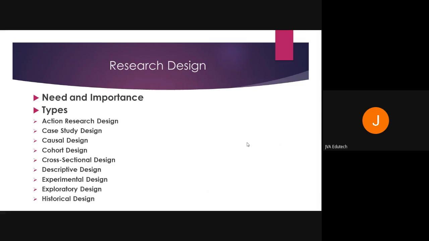So this is somewhat theoretical. We only know that there are four types of research design: exploratory, descriptive, causal, and experimental. However, there are almost nine kinds of research designs. The first one is the action research design. These are the research designs which we use. Actually, they do not tend to study the existing theory and expand that theory.